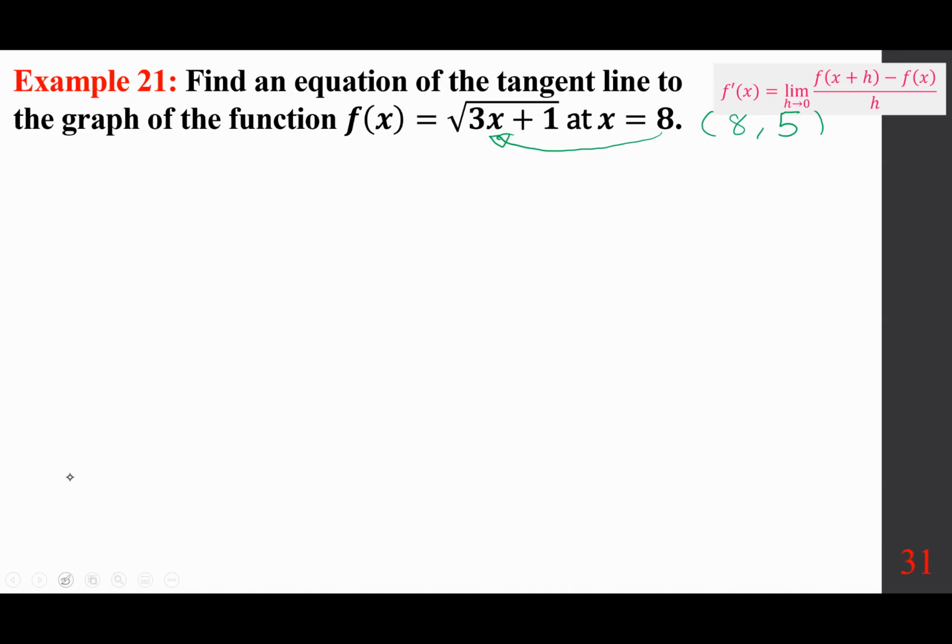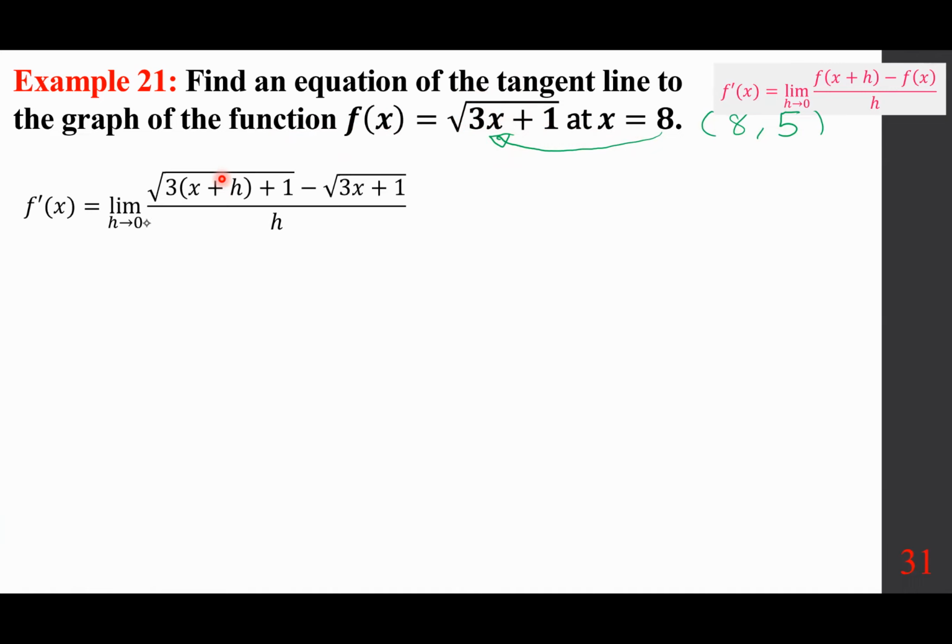All right, so we got the pair. And by the way, sometimes they give you a pair, 8 comma 5. Sometimes they just give you the x coordinate. You can figure out the y by plugging it into the original function. So with that being the case, f prime is the limit of f of x plus h. So what is the f of x plus h? Square root of 3 times x plus h plus 1. And then minus f of x, just write this over h. So this is f of x plus h.